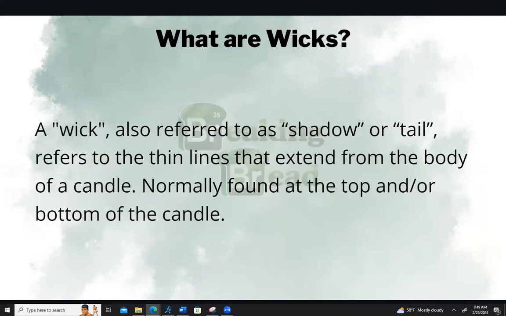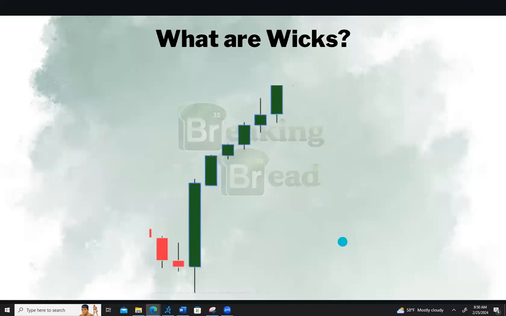Alright, so let's begin. What are wicks? A wick, also referred to as a shadow or tail, refers to the thin line that extends from the body of a candle. It's normally found at the top and/or bottom of the candle. Now, these thin lines represent the highest and the lowest price reached during a specific time frame. So if you look here in the image, these thin lines that you see at the top and bottom of these candles are your wicks.